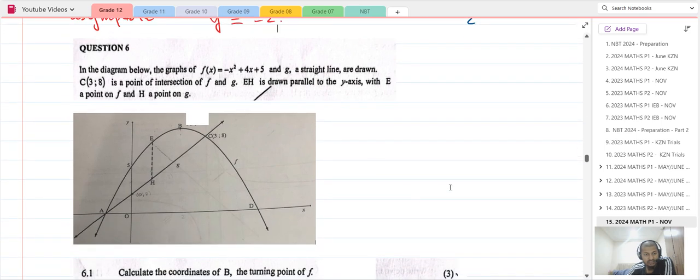Question 6. In the diagram below, the graphs of f of x, the entire equation is given, of the parabola, and g, a straight line, are drawn. C is 3 and 8, the point of intersection of f and g. EH is drawn parallel to the y-axis, with E a point on f and H a point on g.